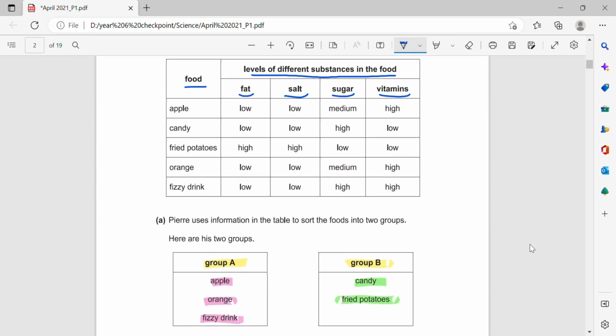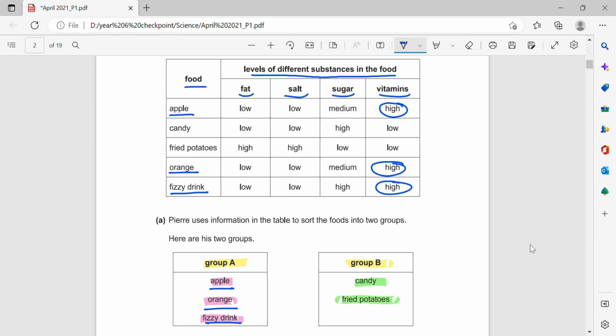Let's look at group A and group B. Group A, we have apple, orange, fizzy drink. طب what's common between the apple and the orange and the fizzy drink? If we look at the table here, what's common between them? Look at the salt. لا. Look at the sugar. طيب, look at the vitamins. Here the apple is high in vitamins. Orange, high in vitamins. Fizzy drink, high in vitamins. يبقى three of them have a common characteristic, which is the percentage of vitamins is high.